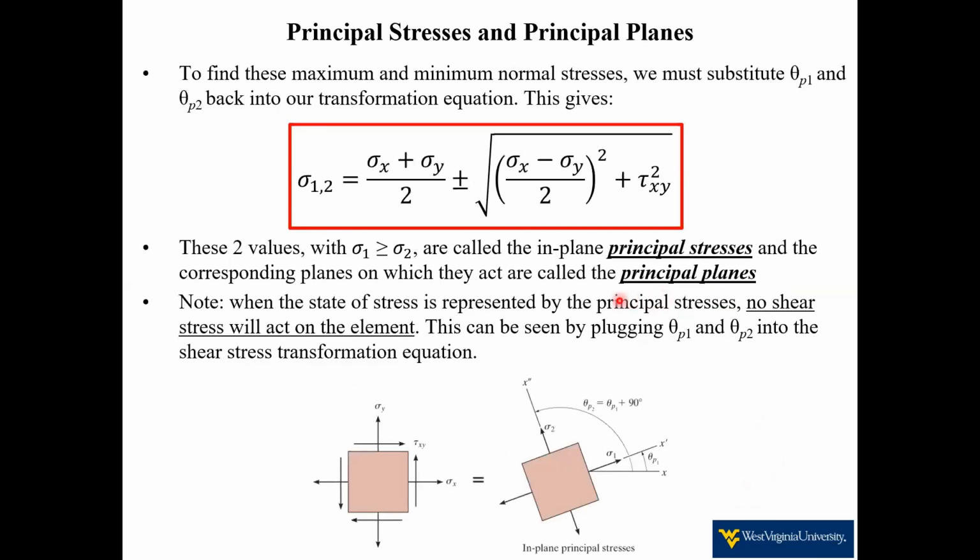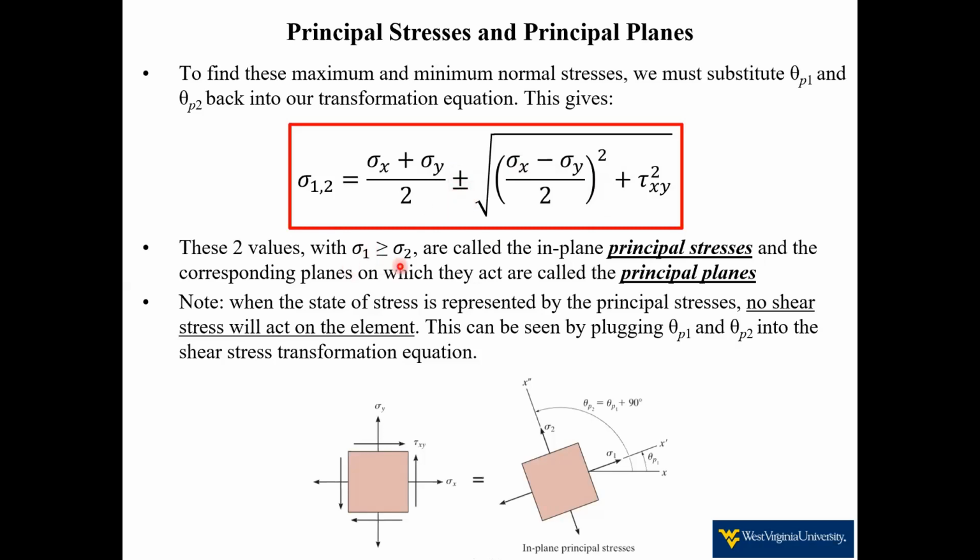Now, what are those actual principal stresses? Well, all we have to do is plug back in that theta p1 and theta p2 that we found from the equation into our transformation equation, and we get this equation for our principal stresses. Sigma 1 and 2 are the average of sigma x and sigma y, so sigma x plus sigma y over 2, and then plus or minus the square root of this. So sigma 1 is going to be the one from the plus, sigma 2 is going to be the one from the minus.